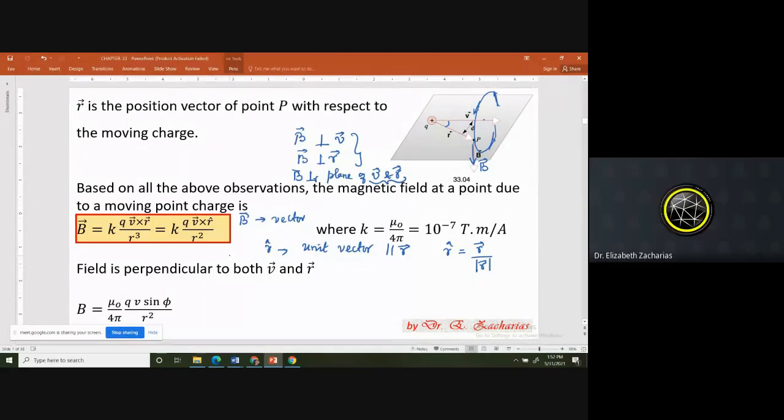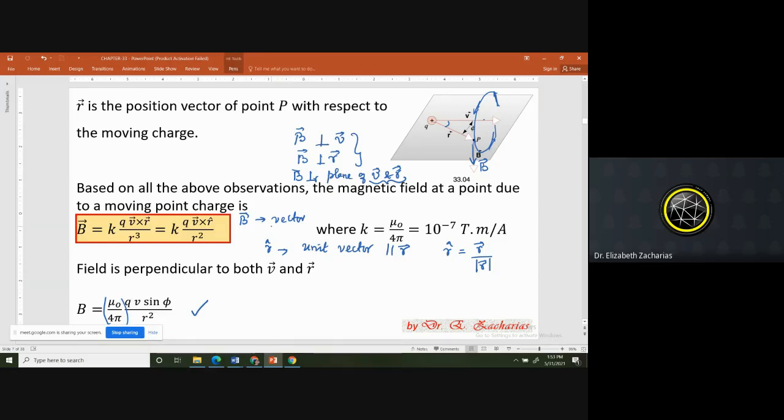Yes, ma'am. How do you know that B is a vector? Can't you see a cross product here? The cross product is telling you that B is a vector. Okay, and then let us just remove that cross. We can write the magnitude of the B vector as K. That constant K has become mu naught by 4 pi, and then Q V R sine phi divided by R squared. So this is finally the equation for the magnetic field in the scalar form. But in the vector form, you have to write what is given inside that box.